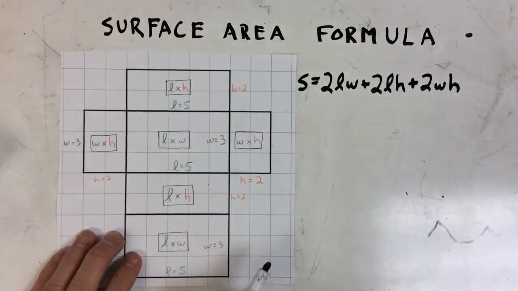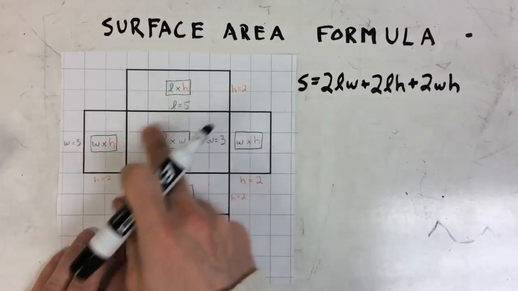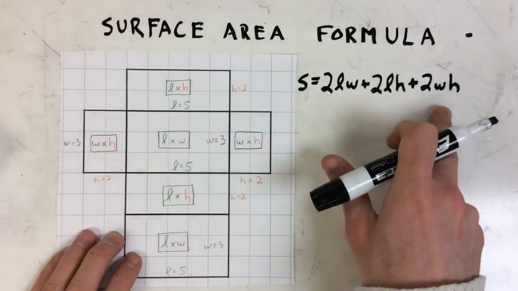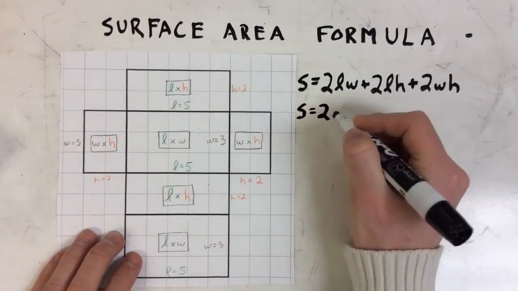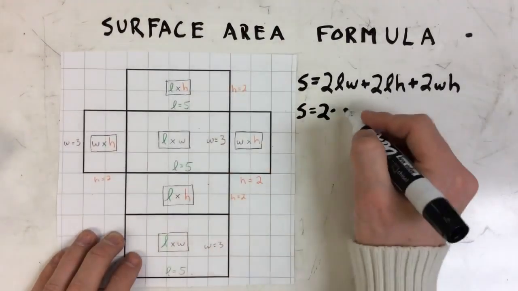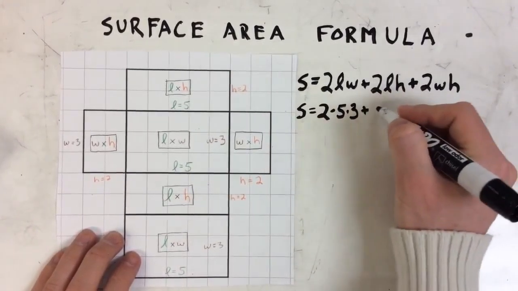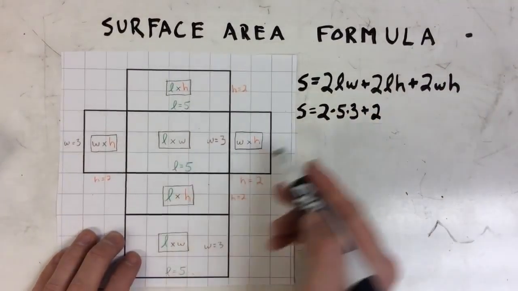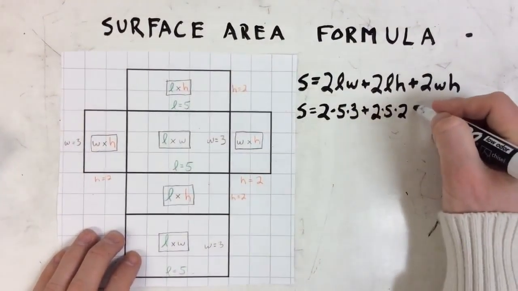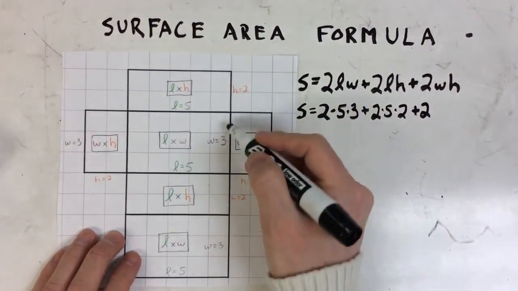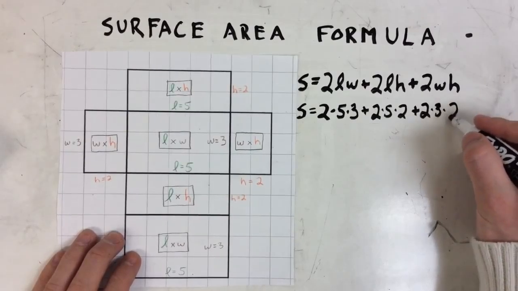Now, how to use it? It's pretty simple. You simply substitute the numbers from the diagram, your net, into the formula. Let's try it. The surface area is equal to 2 times the length, which is 5, times the width, which is 3, plus 2 times the length, which is 5, times the height, which is 2, plus 2 times the width, which is 3, times the height, which is 2.